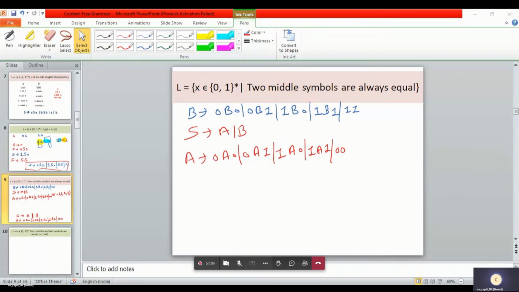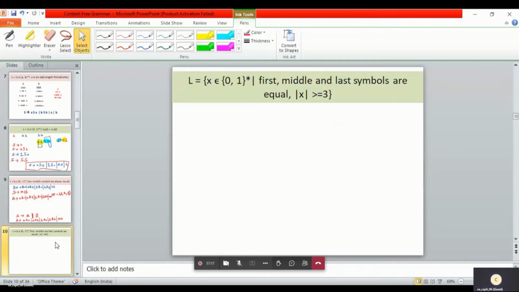Okay, so let us go for more interesting examples. Here we have first, middle, and last symbols equal. Now we have one more modification, right? We want first, middle, and last symbols equal. So definitely when we have three symbols equal, the length of the string will be 3 or more than 3. So if we write, we have the first symbol, the middle symbol, and the last symbol. All three are equal. Okay, let me write it more separately so it will be clearer.